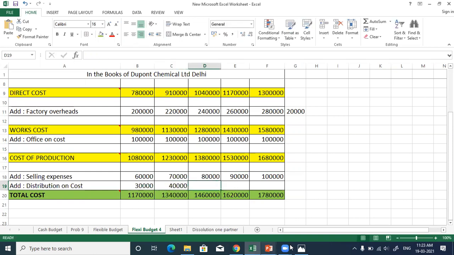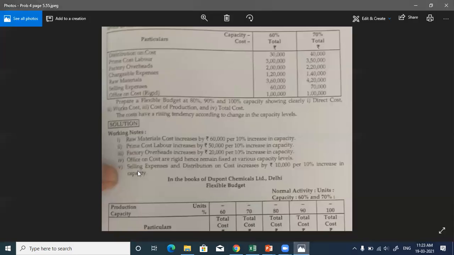Now what is the additional information about distribution cost? Fifth adjustment, selling expenses and distribution cost increases by 10,000 per 10% increase in capacity. Yes. So distribution expenses are also going up by 10,000 at every 10% increase in capacity.